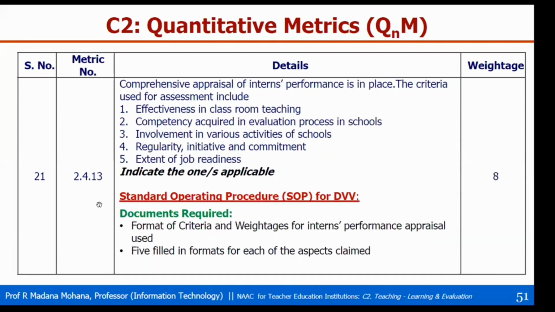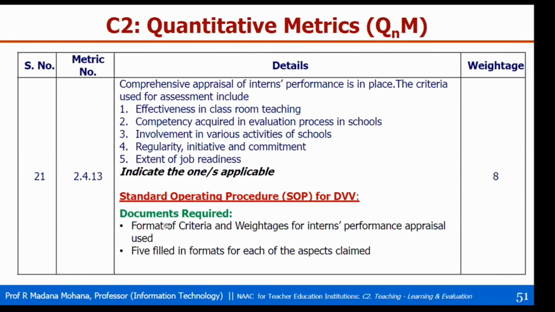So the next one, 2.4.30, comprehensive appraisal of interns' performance is in place. The criteria used for assessment include effectiveness in classroom teaching, competency acquired in evaluation process in schools, involvement in various activities of schools, regularity, initiative and commitment. Finally, extent of job readiness. Whichever applicable you can select. This metric carries 8 marks.